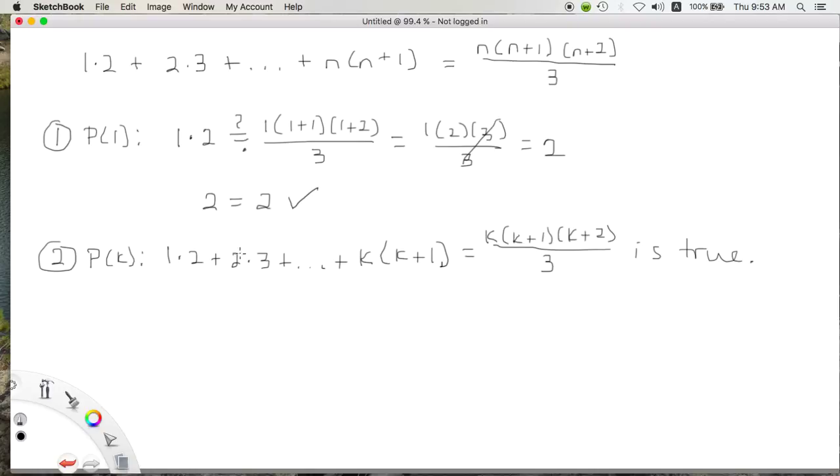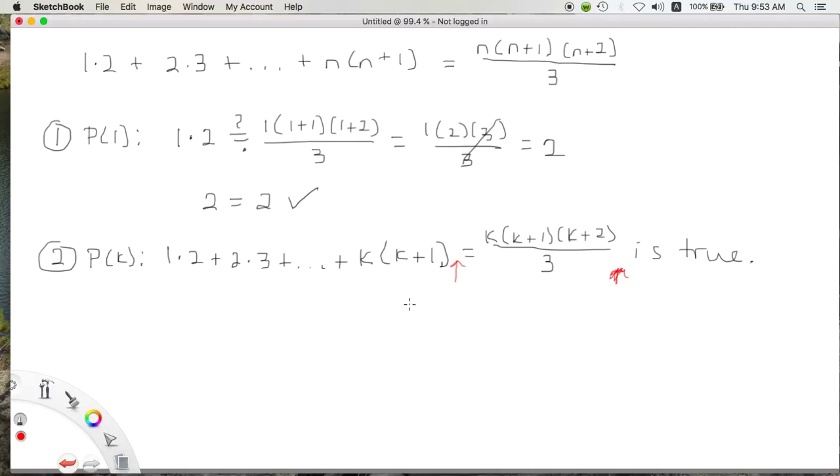Now, the next thing we're going to do is the inductive step. So we take this and we add the next term. We start out with our P of k, and we're just going to insert the next term here. And when you add one thing to one side, if you want to keep the equation the same, you have to add the same thing to the other side.